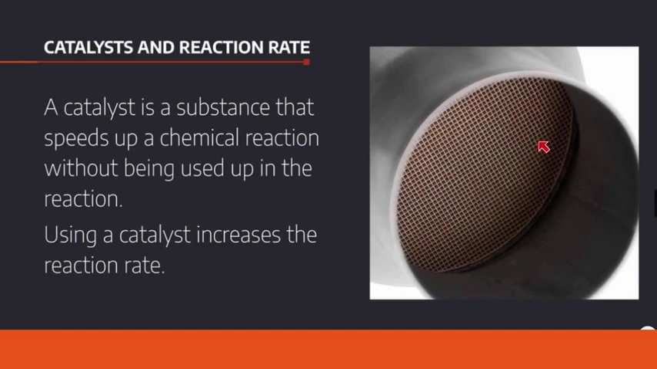That's usually a relatively slow reaction, and so by adding this platinum catalyst in the catalytic converter, it speeds up the reaction fast enough so that as your car exhaust moves through the catalytic converter, it's able to react those pollutants so they don't go out the tailpipe.